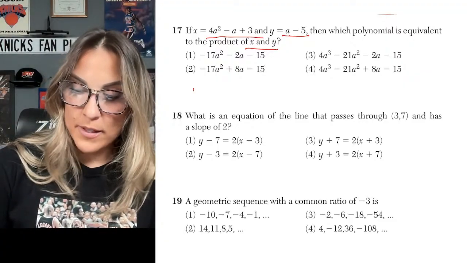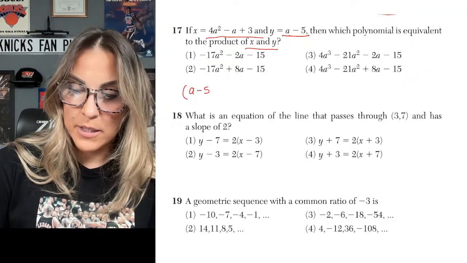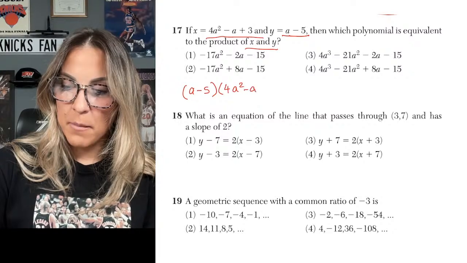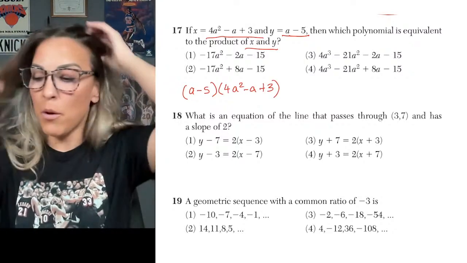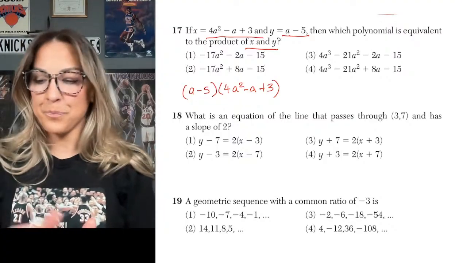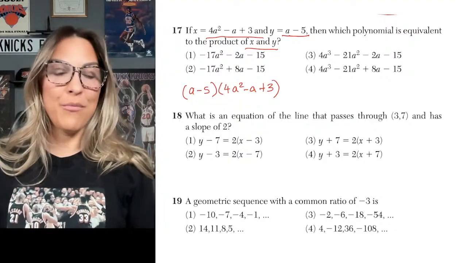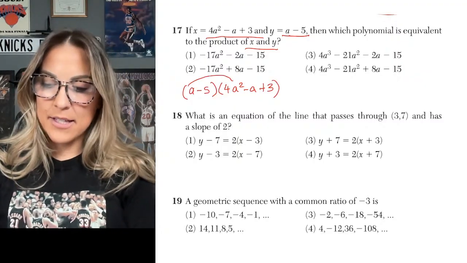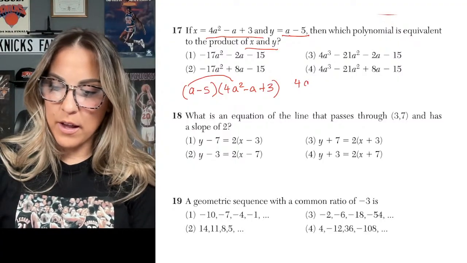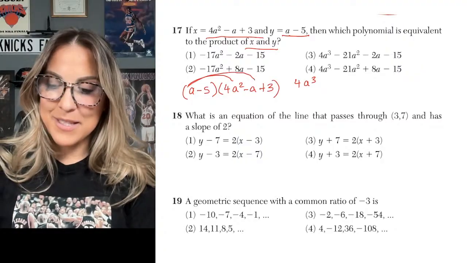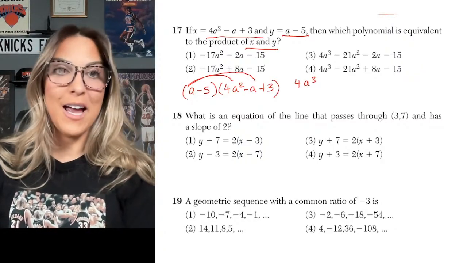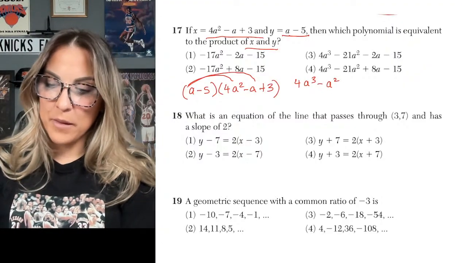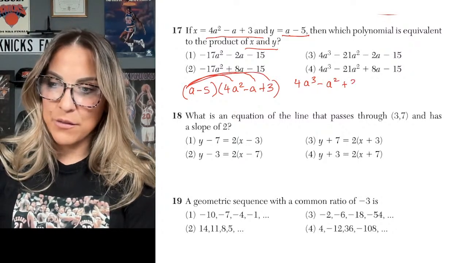I personally like to always set up the shorter binomial or the shorter expression first. So we're doing a minus 5 times 4a squared minus a plus 3. Again, product means to multiply, so we're just multiplying these polynomials together. We're going to distribute that a out to every term in the other parentheses, and then we're going to distribute that -5 out. So let's start with the a. A times 4a squared gives me 4a to the third power. A times negative a. Again, remember to look at the sign before the term. A times negative a is negative a squared. A times 3 is positive 3a.